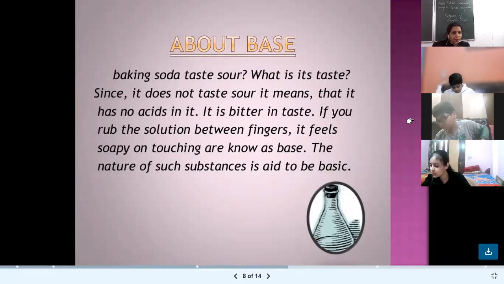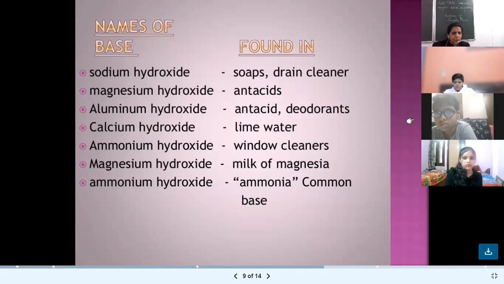So the taste of base is bitter, and it is soapy to touch. Kindly move to the next one. Already you know it, the taste of base. Kindly move to the next one. So these are the bases and where they are found. Sodium hydroxide, magnesium hydroxide, aluminium hydroxide, all are hydroxides. Window cleaner, you must use Colin to clean the mirror and glass. That also contains hydroxide. Beta, these deodorants, antacids, all contain a base.